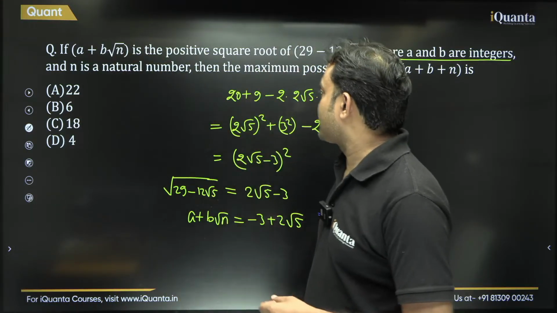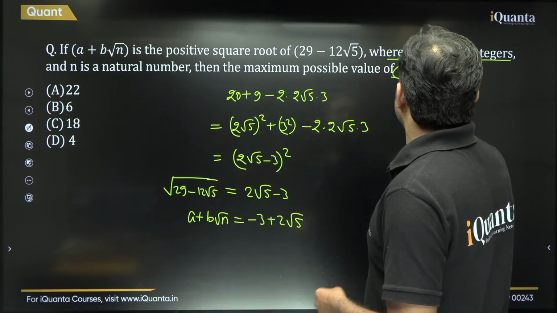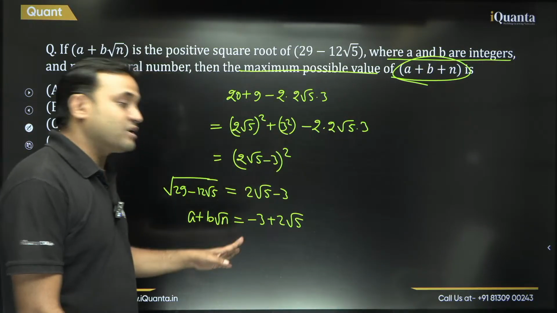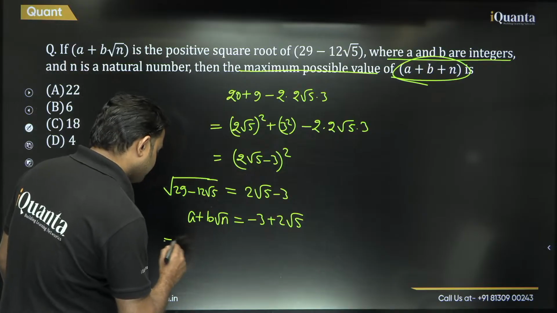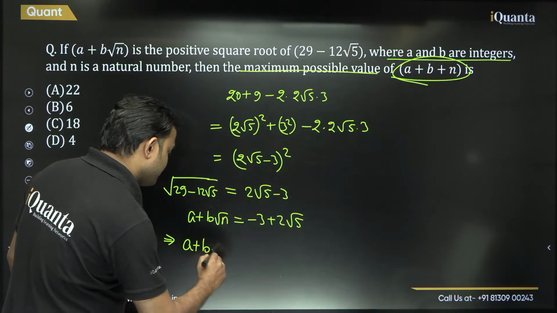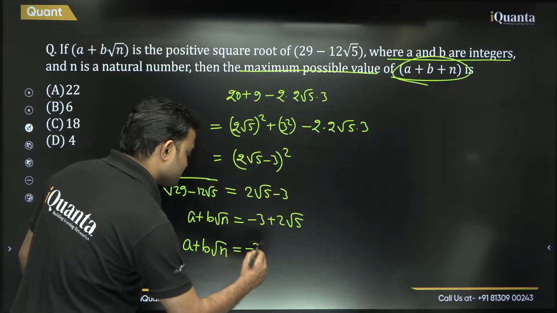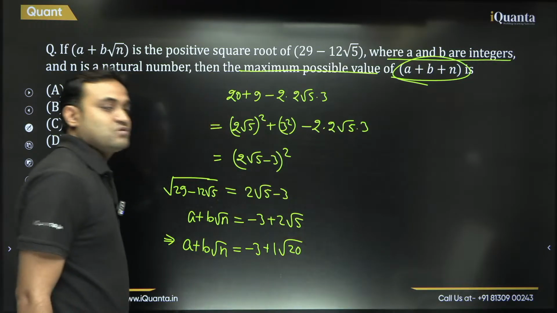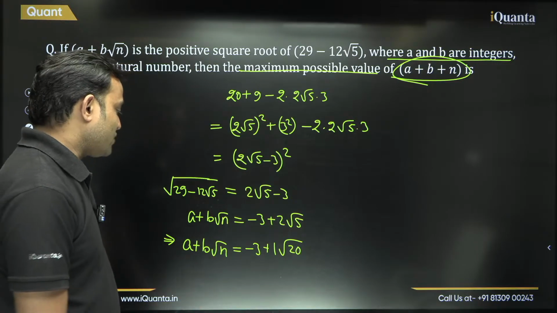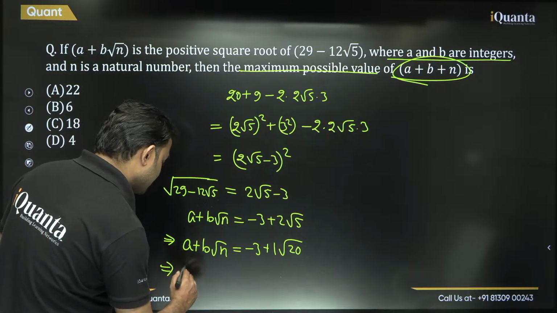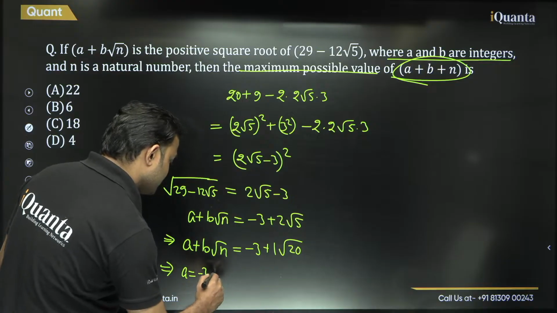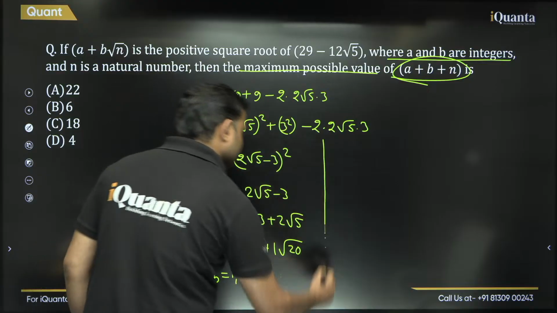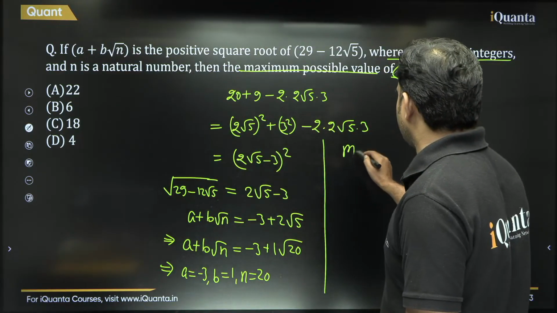But there is a trick. What is that trick? We need to find the maximum possible value of a plus b plus n. So how can we maximize this? Can I write this a plus b root n as minus 3 plus, this 2 I can take inside, and in square root this will become square root of 20, right? So in that case a will be equal to minus 3, b will be equal to 1 and n will be equal to 20. Now we can find the maximum value.